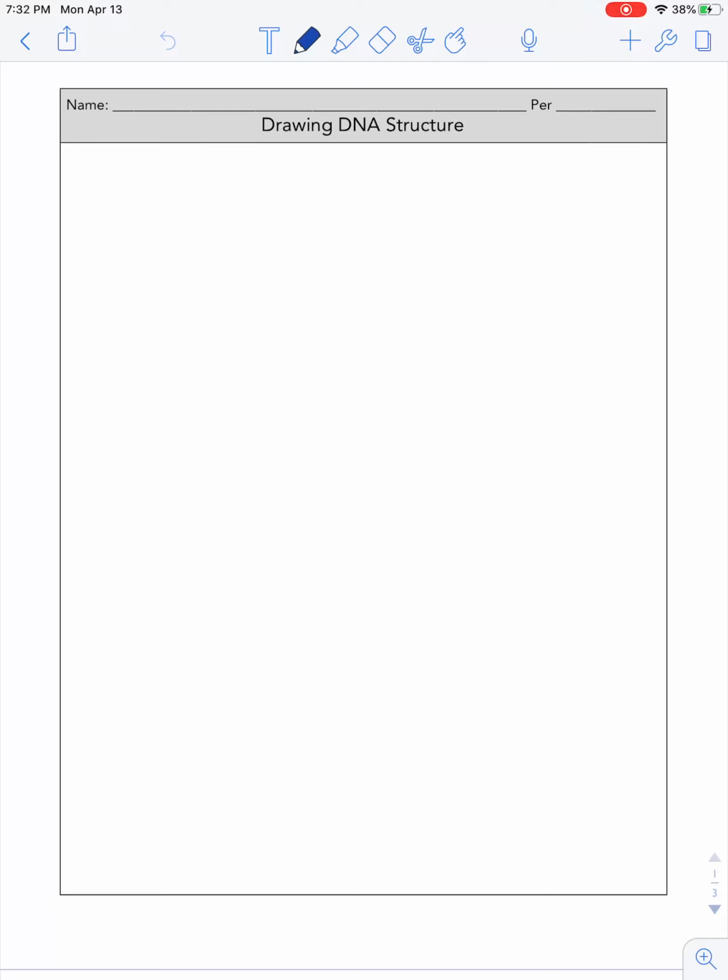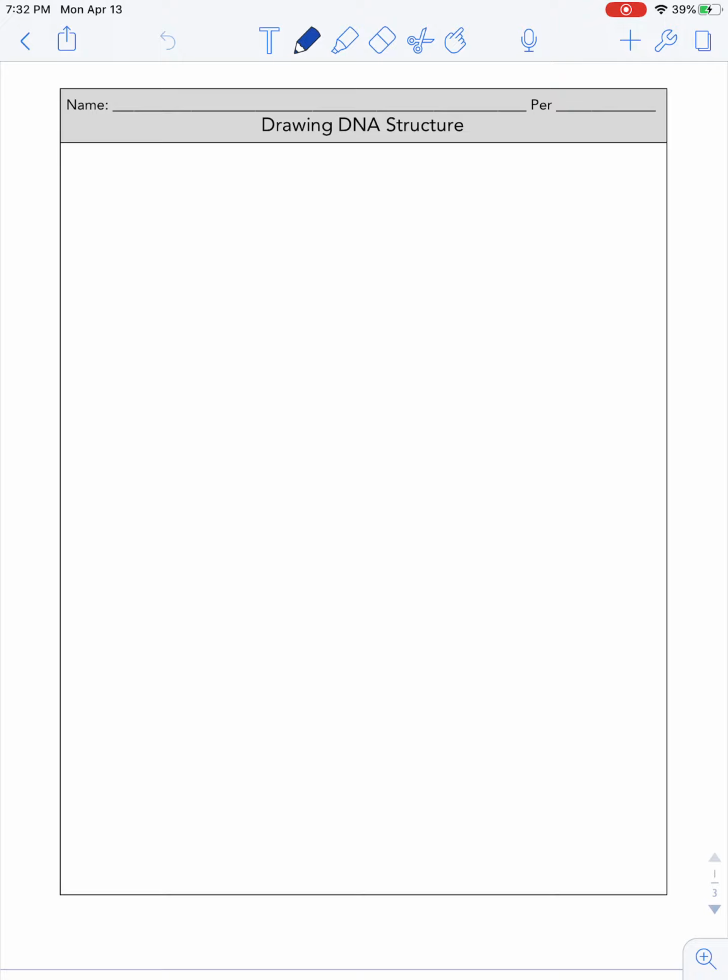Hi everybody, so I'm here on Notability. I have the note sheet that you guys should have downloaded, and what we're going to do is build a 10 nucleotide version of a DNA strand. Remember that a DNA strand is normally twisted in a double helix, so we're going to basically untwist it, and we're going to be looking at the ladder structure.